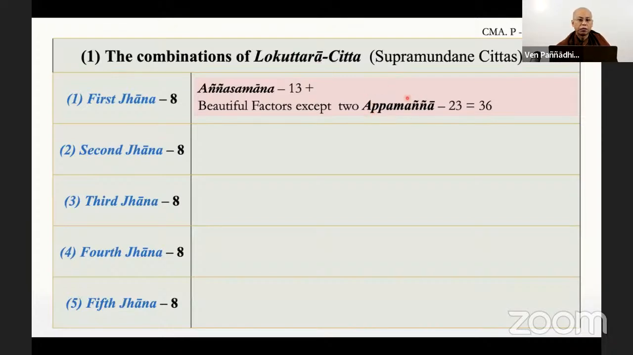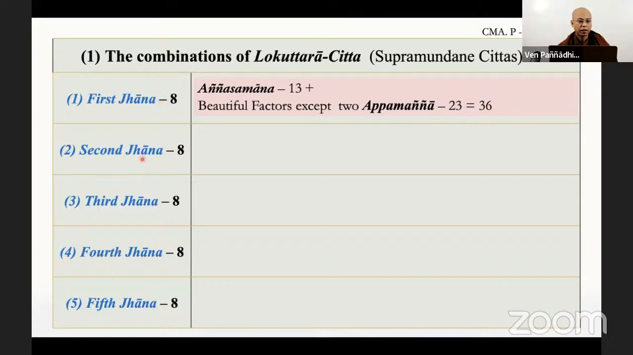So it is impossible for Appamanya and Lokuttara Chitta to take the same object. If you remember why this becomes an exception, you will not forget. And also, you can count without keeping this number in your mind, you can get it.